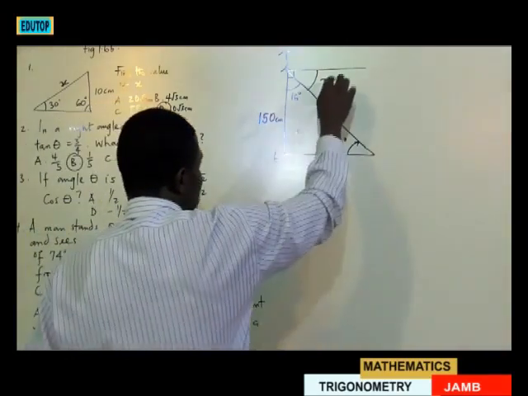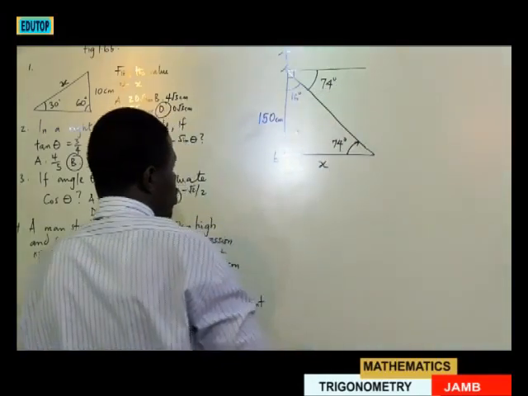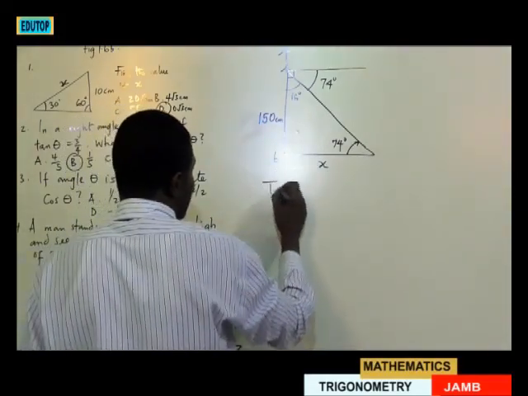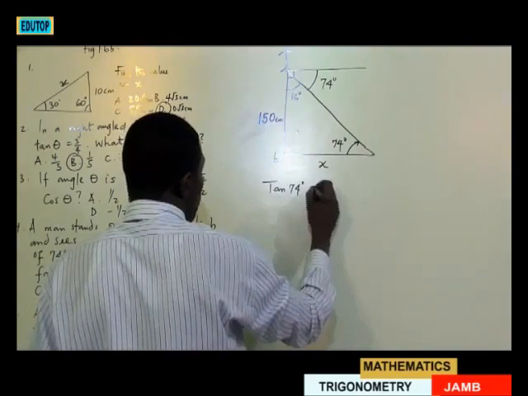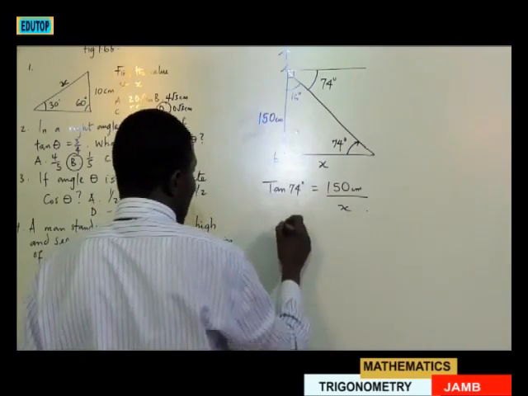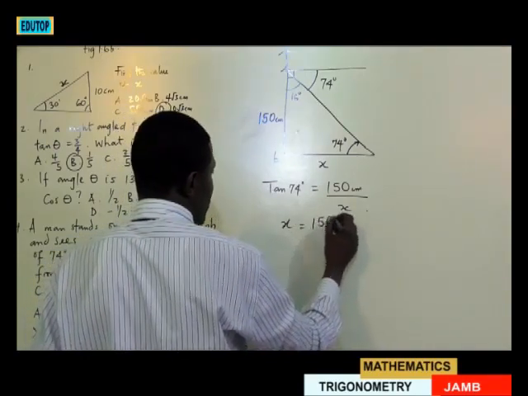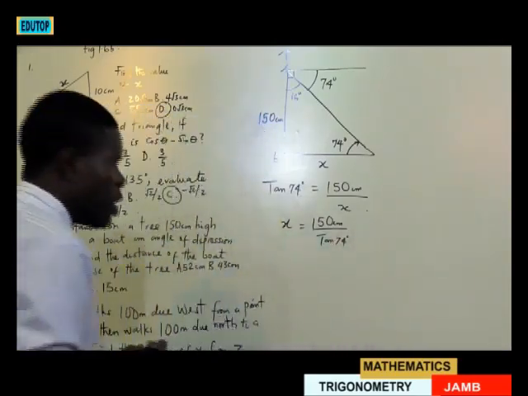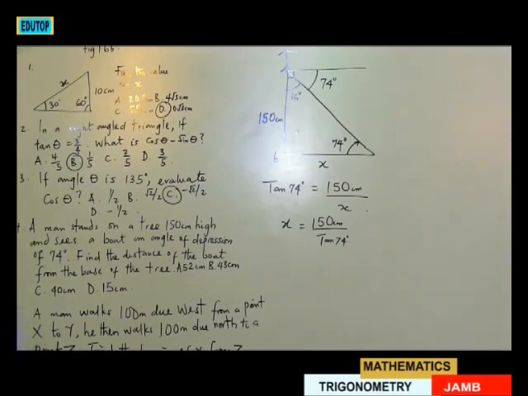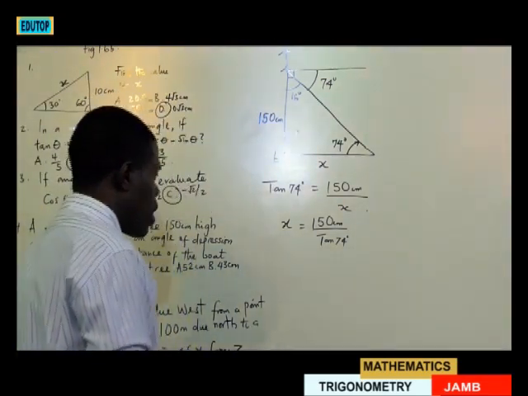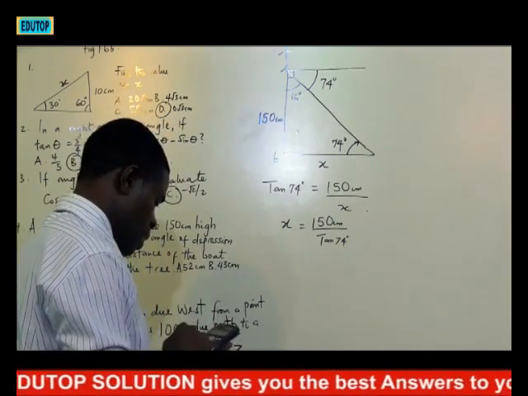If you are to use this, because we know the angle of depression is equal to the angle of elevation, I will say opposite over adjacent, that is tan. Tan 74 degrees will be the opposite, which is 150 centimeter, over the adjacent that I'm looking for. So my x will now be 150 centimeter divided by tan 74 degrees. We can employ the use of our mathematical calculator, as the electronic device, to figure out the answer here. So here we are working with 150.